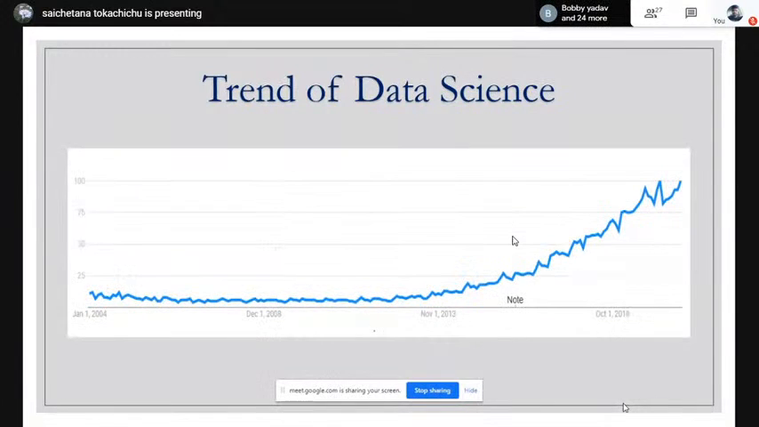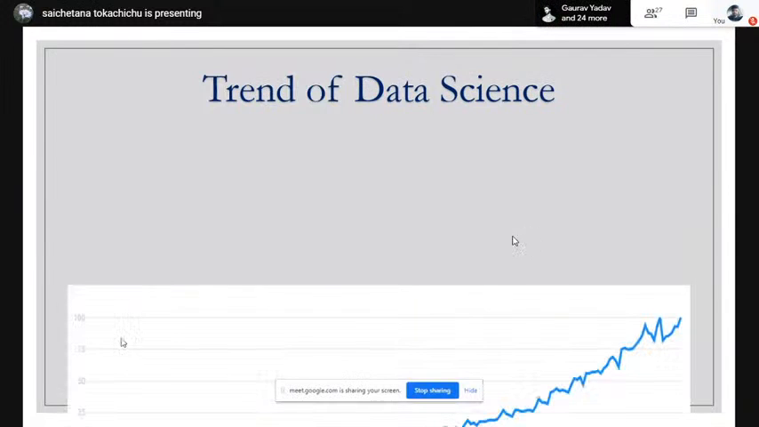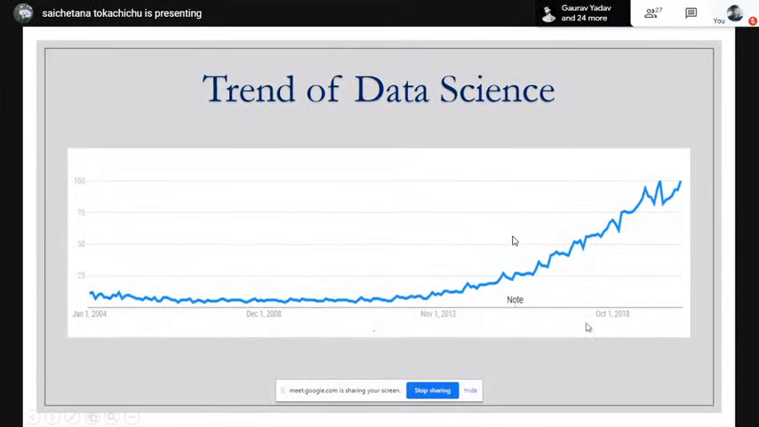In the same way, we are seeing the trend for data science. As you can see, this graph is from 2004 to present date, and we can see the steep rise in the trend. This is the power of data science. It is evolving.